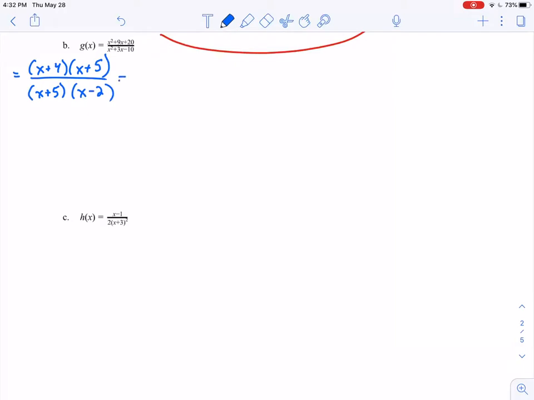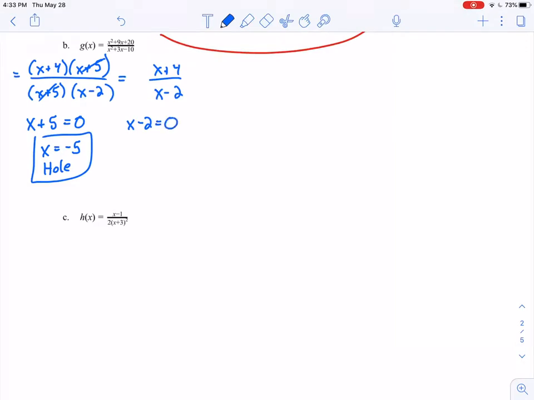So if I wanted to reduce, I could say, okay, x plus 5, those two cancel. I've got x plus 4 over x minus 2. So take that factor, x plus 5, set it equal to 0. At x equals negative 5, I have a hole. So there's one zero of the denominator. At x minus 2, that leftover zero of the denominator, x minus 2 equals 0, x equals 2. This is the location of a vertical asymptote because it only makes the denominator equal to 0.